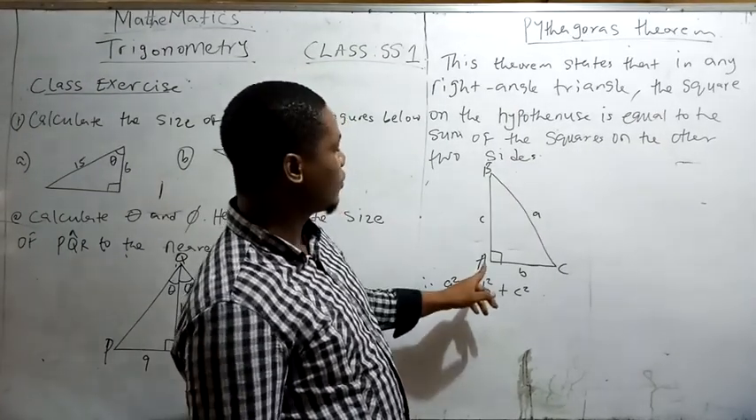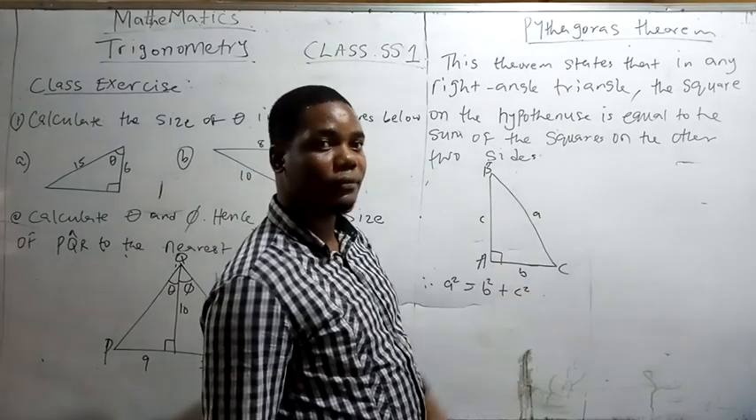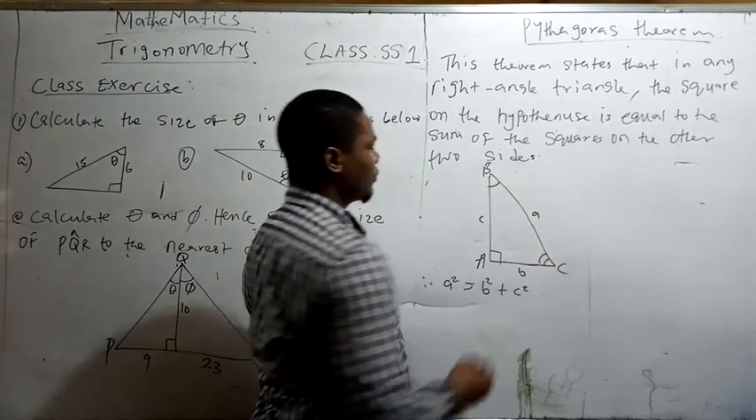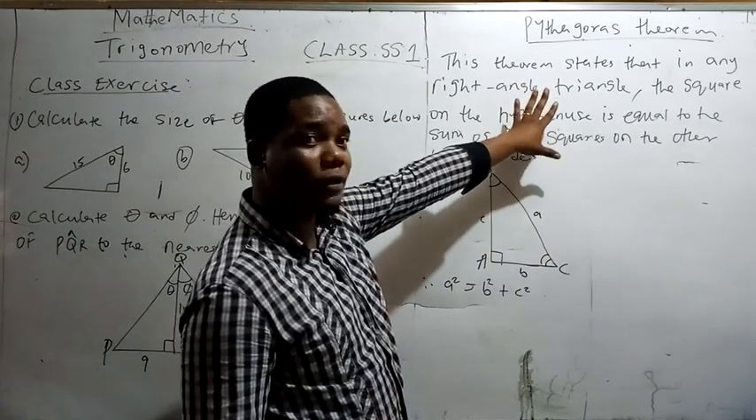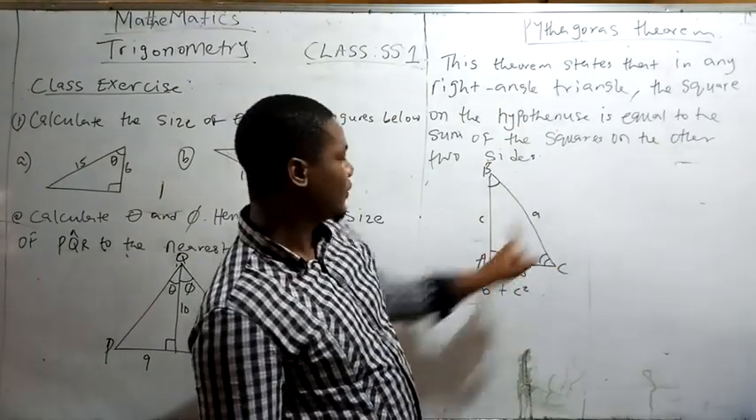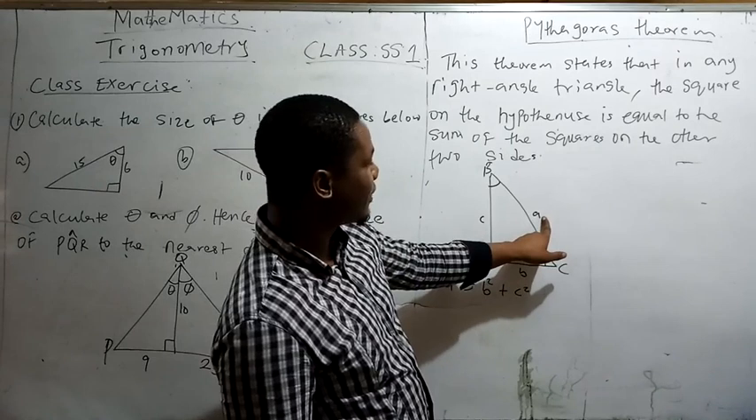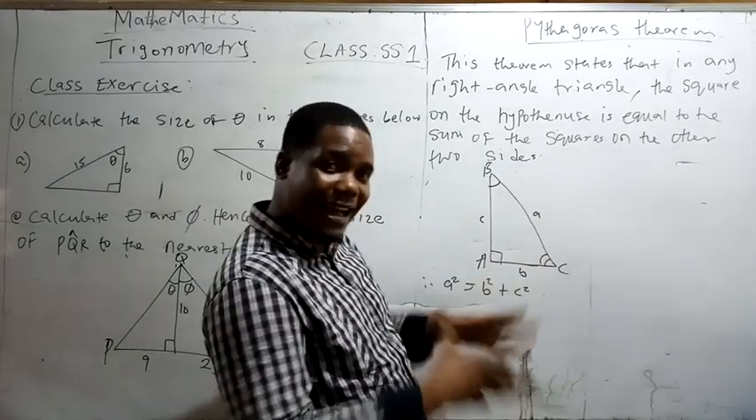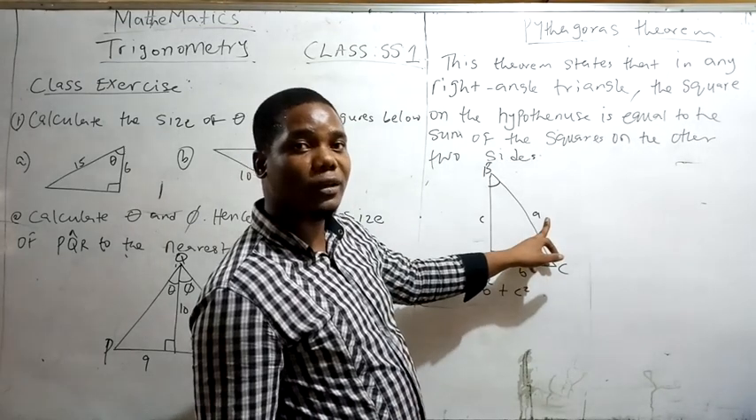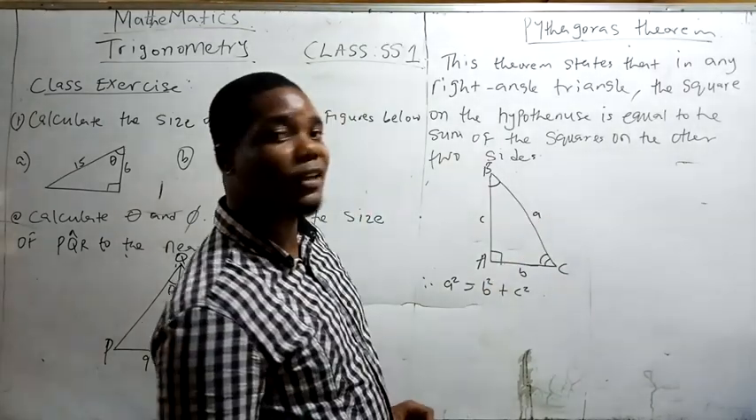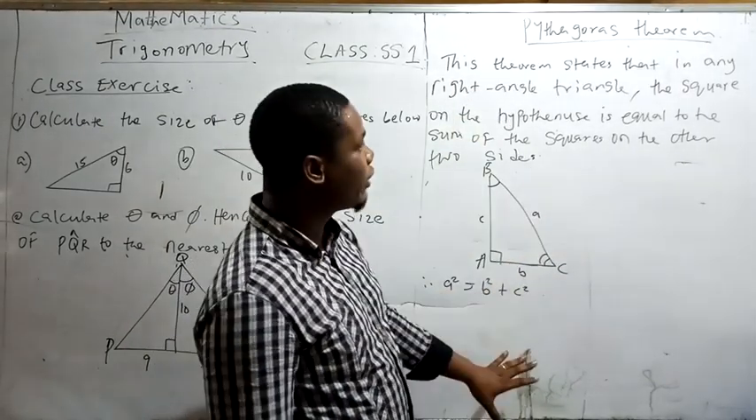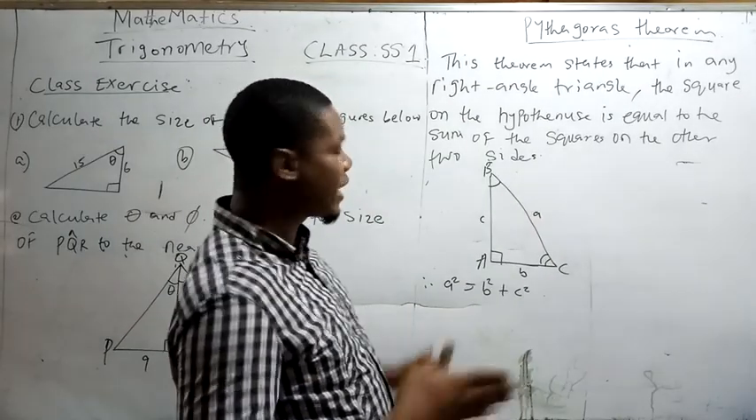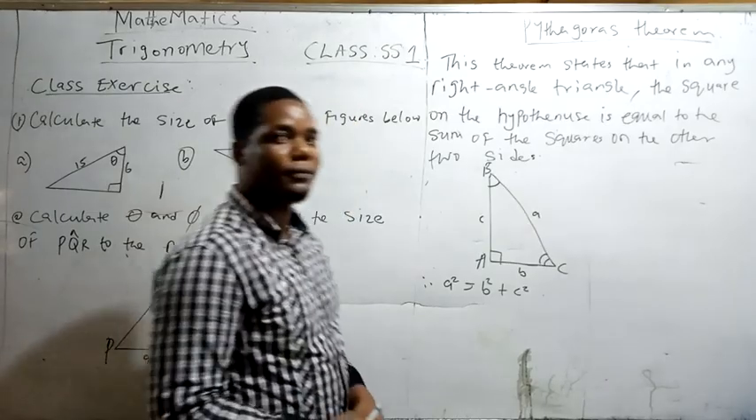For instance, let's take this triangle. This is a right angle triangle. I have triangle ABC. From this theorem, for you to get the small letter a here, you must square this and square this, and add them together to give you a squared. That's what the theorem is saying. So we are going to be applying this theorem and linking it to trigonometry and see how far we can relate both of them together.